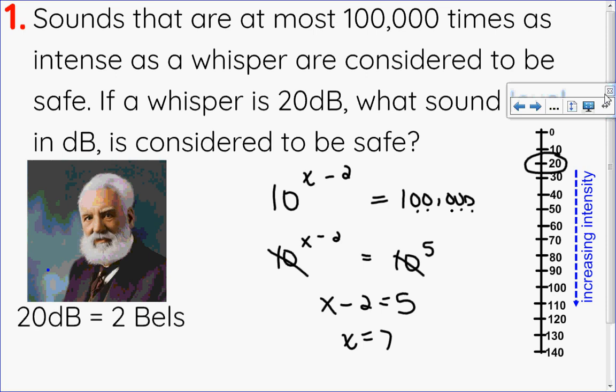Now remember, that is 7 bells. So to put it back into decibels, I multiply it by 10. So 70 decibels. So up to 70 decibels would be safe. And if you look at this, this is a factor of 1, 2, 3, 4, 5. I'm going up 5 units on my scale, which is 100,000 times more intense.